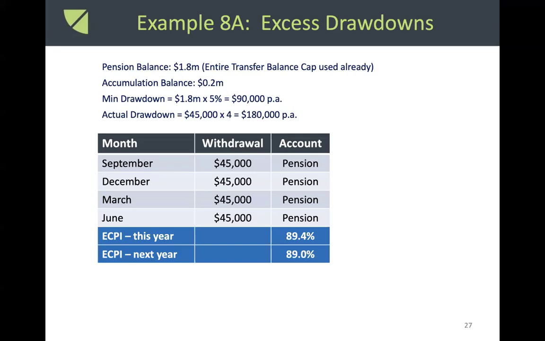So the actual drawdown is $180,000 and there were 4 drawdowns, the end of September, the end of December, the end of March and the end of June. And what I see a lot of accountants doing here is just taking each of those $45,000 payments out of pension. You can trust me that the ECPI this year would be 89.4%, and then it will be a little bit less next year, and in future years it'll be 89%, if nothing else changes, apart from just taking the drawdowns on this pension.